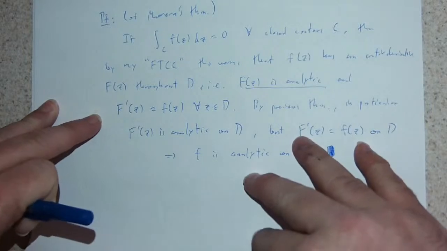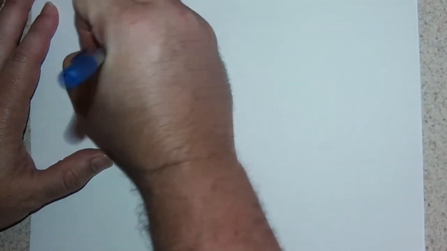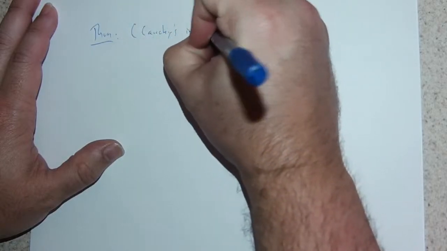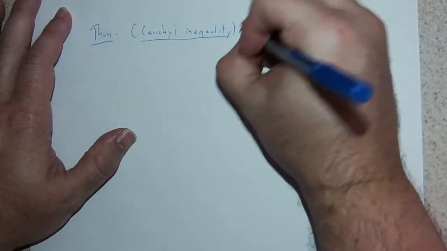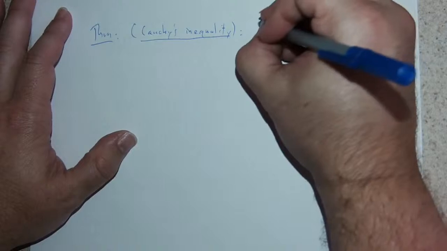One more named theorem in this section, and then we are going to use all of these applications to do even more applications. So the next named theorem is called Cauchy's inequality. And this has a variety of applications. And so the assumptions here are as follows.